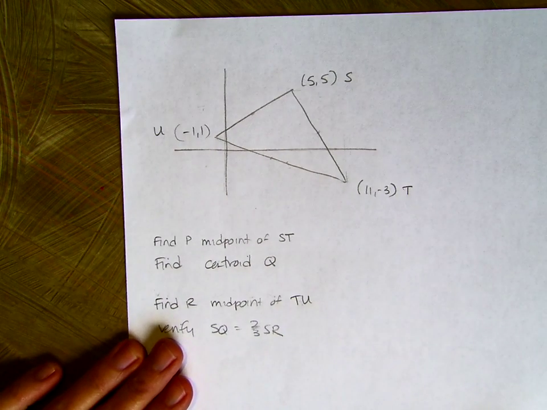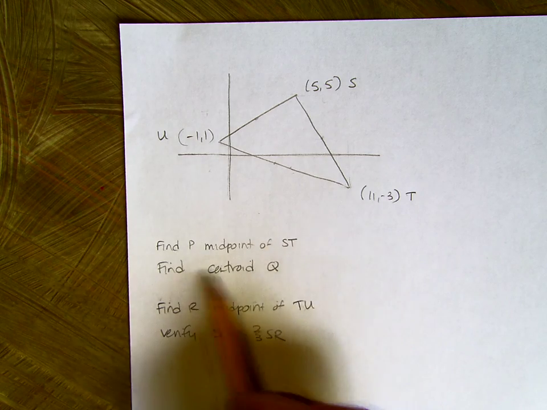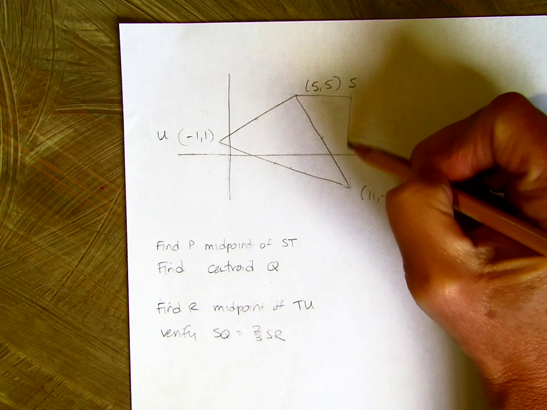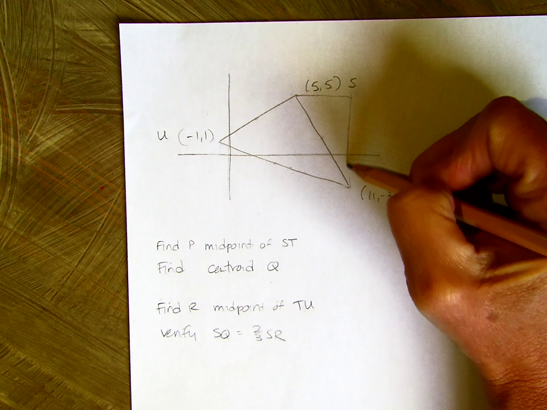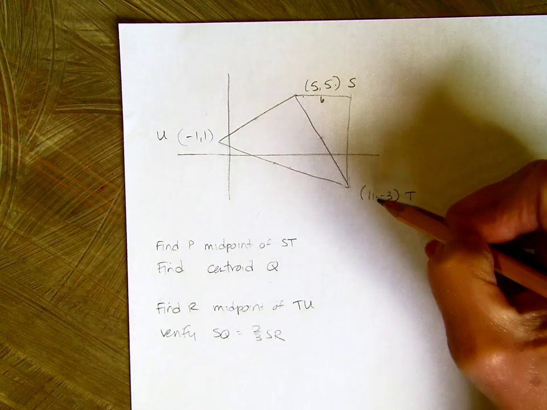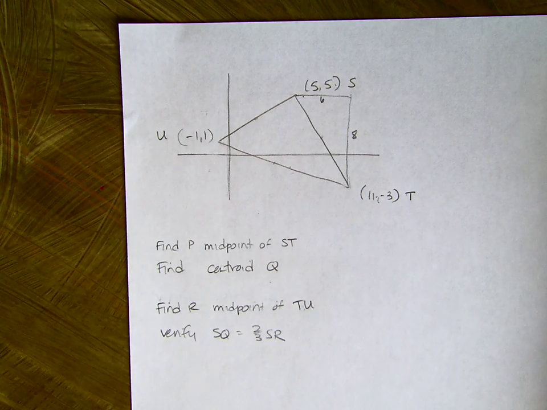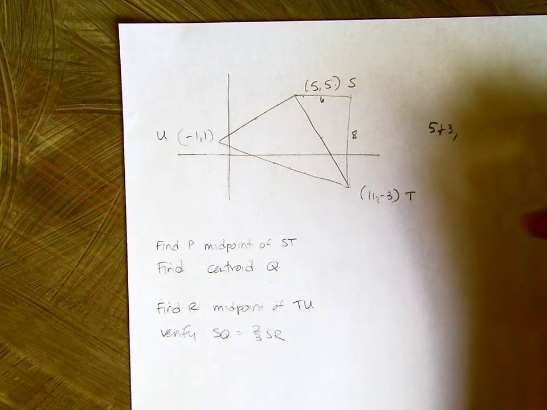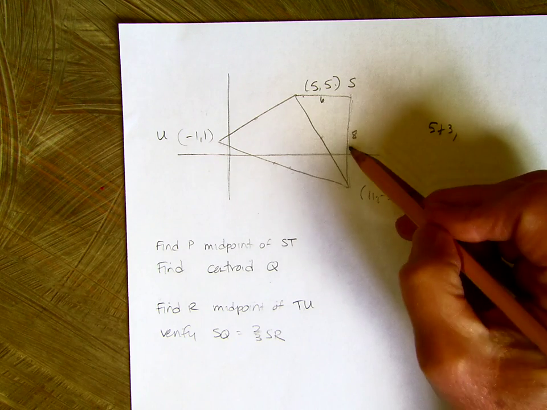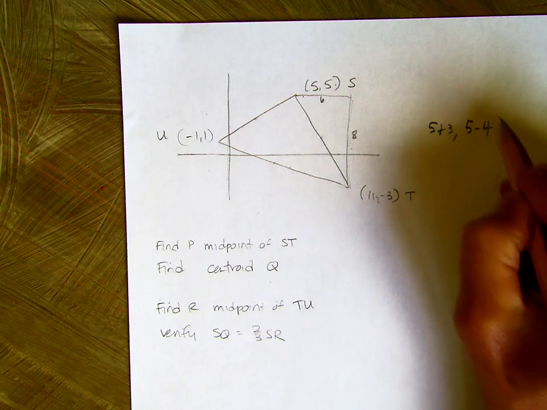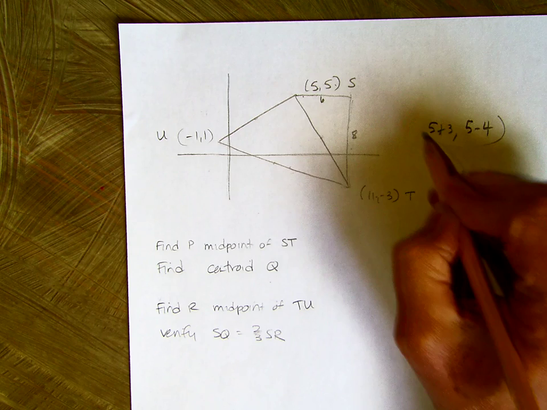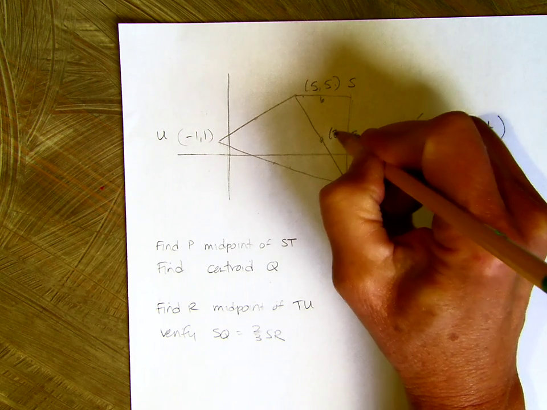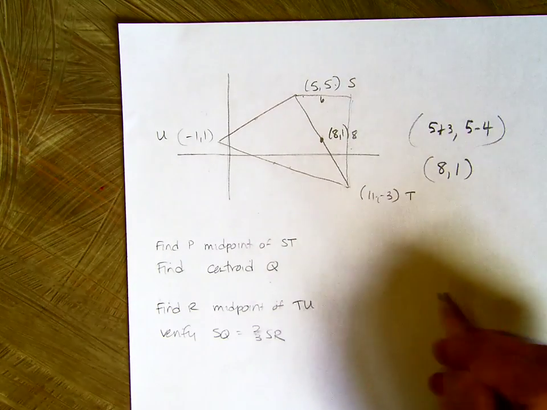But I also want to show this is where my right triangles come into play. So here's 5. 5 to 11 is 6. From 5 to 3. So how far do I need to go in the x direction? 5 plus 3. How far do I need to go down in the y direction? 4, 5, 8, 1.